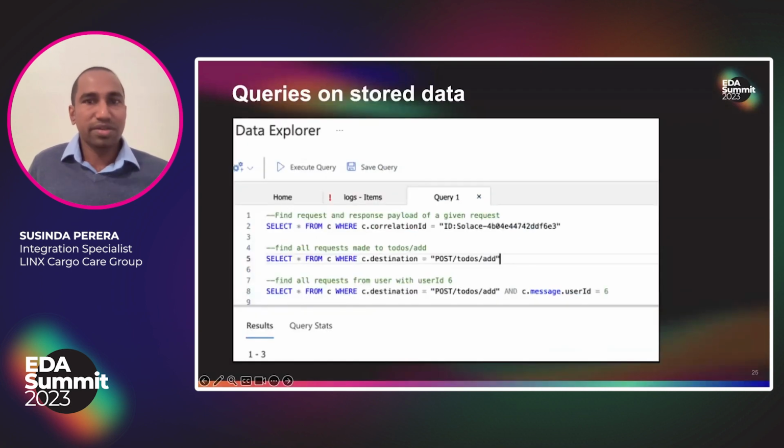So having this data stored in JSON format helps us to query them using native JSON properties, which is one of the advantages of using a NoSQL database such as Cosmos. For example, you can query one particular request and its response using its ID or the correlation ID. Or you can query all the requests made for the to-dos endpoint using destination, or you can query all the requests made by a particular user, something like that.